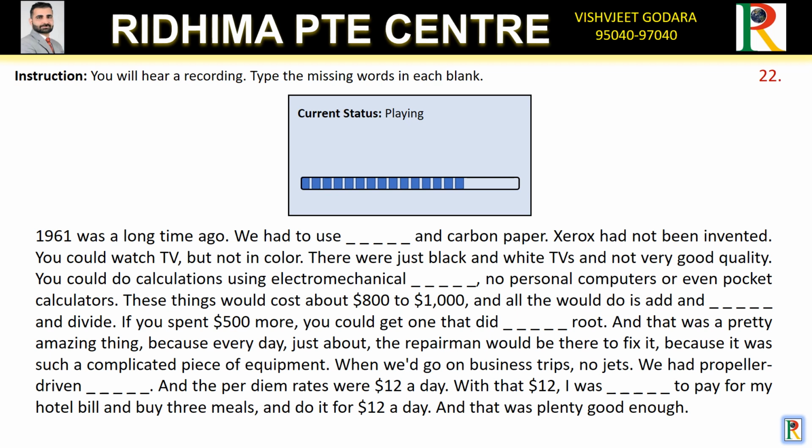When we'd go on business trips, no jets, we had propeller-driven aircraft, and the per diem rates were $12 a day. With that $12, I was supposed to pay for my hotel bill and buy 3 meals and do it for $12 a day. And that was plenty good enough.